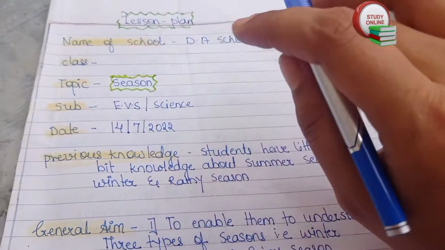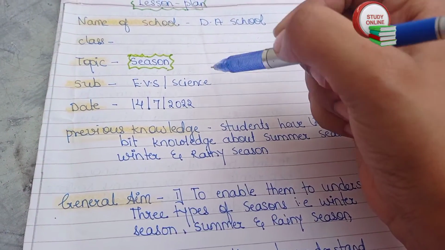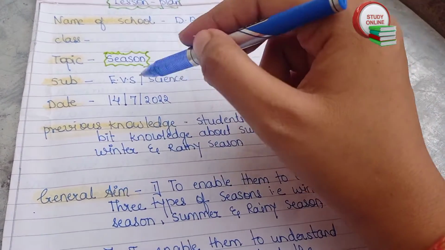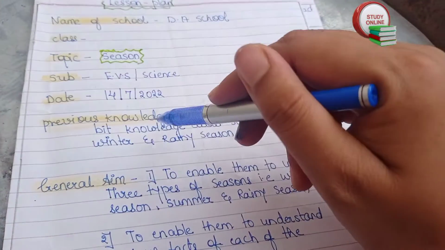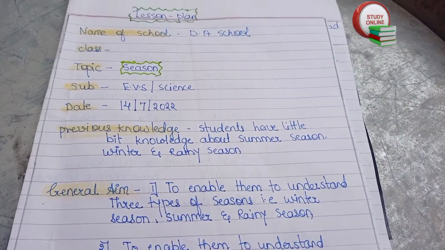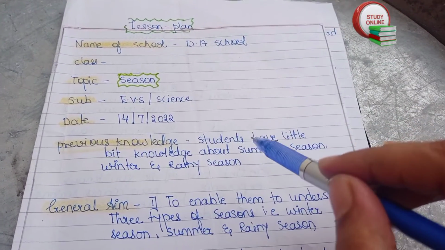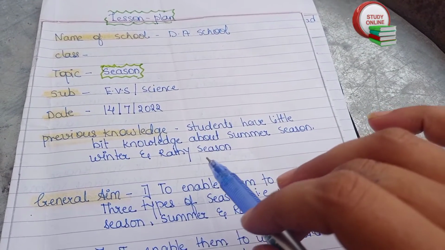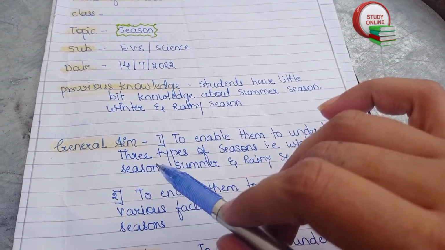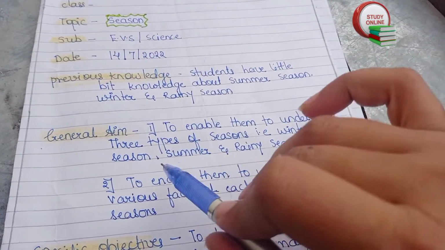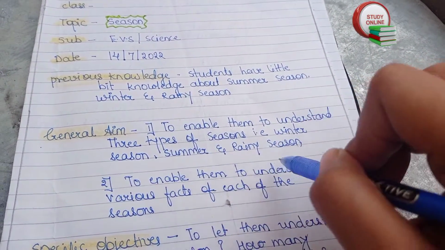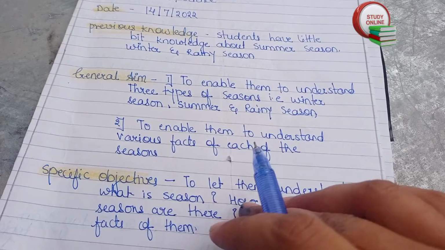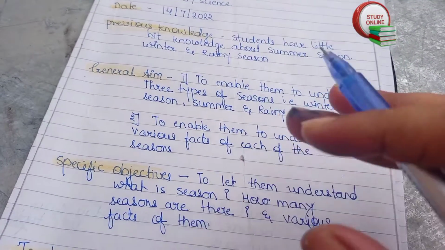So here you can see, this topic is there in EVS as well as science also, so you can use this for both. Okay, after that, previous knowledge: students have a little bit of knowledge about seasons like winter season, rainy season and summer season. General aim: we want to tell them three types of season, winter season, summer and rainy season, as well as many facts of each season.